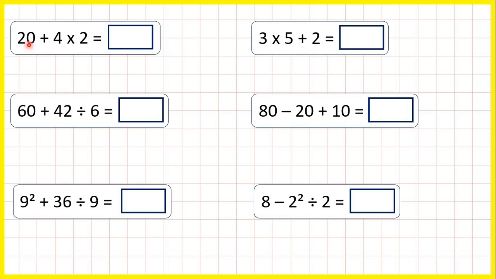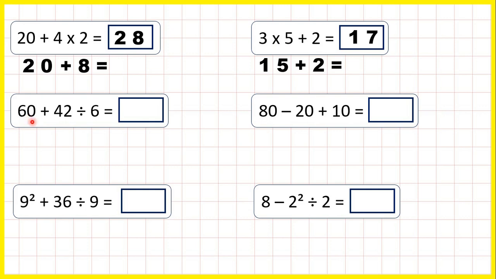So first, we have 20 plus 4 times 2, but we need to remember that we multiply before we add. Now 4 times 2 is 8, so for this question, we need to work out 20 plus 8, which is 28. Now we have 3 times 5 plus 2, so we always multiply before we add. 3 times 5 is 15, so we can work out that 15 plus 2 is 17. So for this problem, we can do the order that it's written in because we have multiplication before addition.